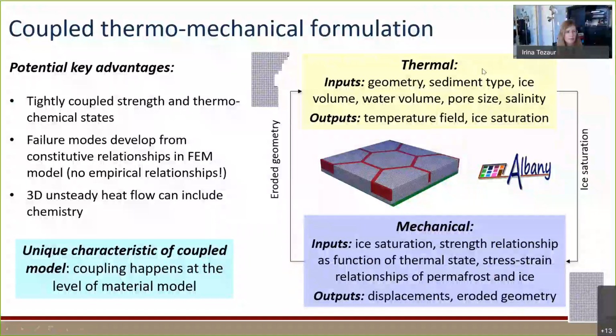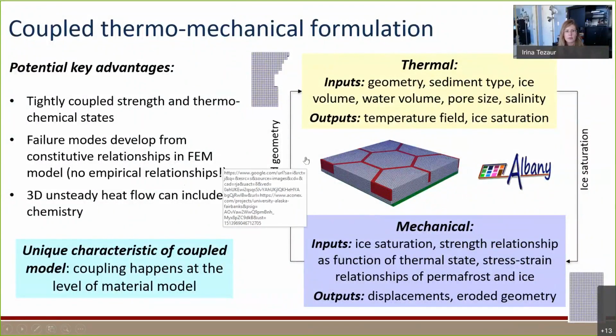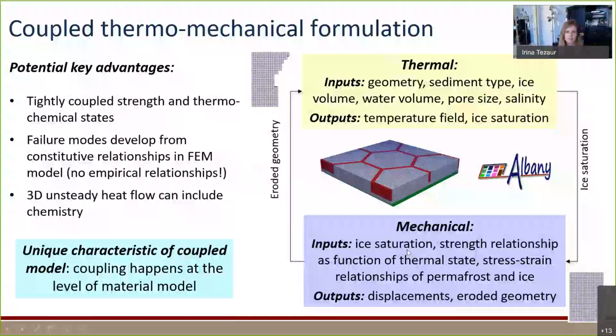But essentially, the way this works is the thermal model is solved for the temperature. It's used to define ice saturation. Ice saturation gets passed to the mechanical model, which computes displacements and the new eroded geometry. The eroded geometry gets passed back to the thermal model, and this repeats. One unique characteristic of this approach is the coupling happens at the level of the material model. This ice saturation gets fed deep within the material model that defines the mechanics equations. That's a much tighter coupling than other couplings you can conceive of when coupling these two sets of equations.